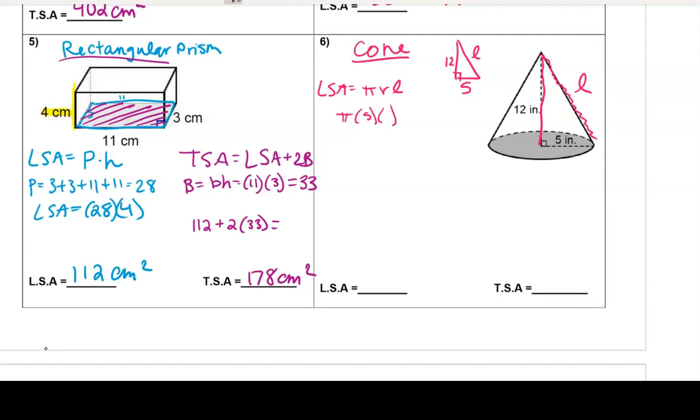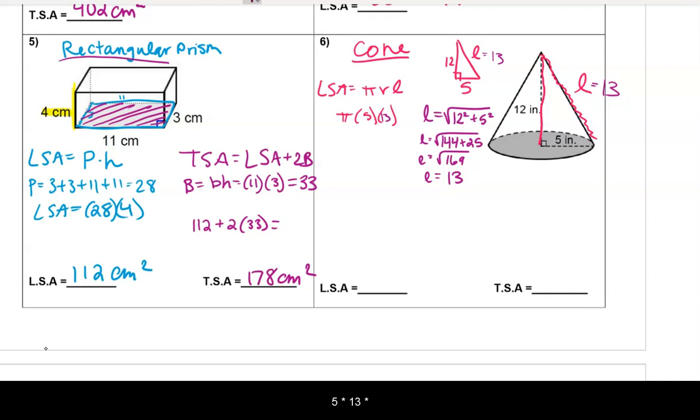Pythagorean theorem. So using Pythagorean theorem, we can use a shortened version of it where we can say C, or L, our slant height, is the square root of 12 squared plus 5 squared. 12 squared is 144, 5 squared is 25. We'll add those together and then take the square root. So adding them together, we get 169. And when you take the square root of 169, you are left with 13. So our slant height here is 13.